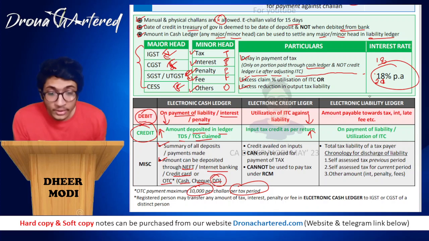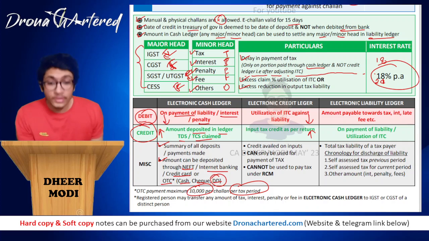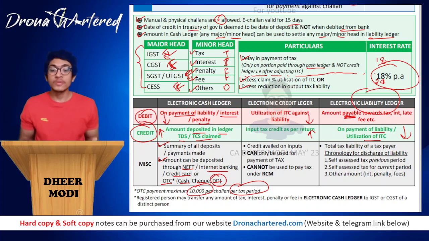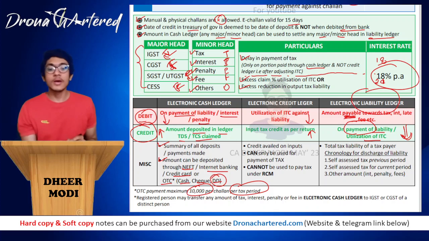Okay. Now next is your electronic liability ledger. The electronic liability ledger will be debited when an amount is payable towards tax, interest, late fee, etc. That will be debited to your liability ledger. That means how much is payable, how much you have to pay. And on payment of liability or utilization of ITC, the electronic liability ledger will be credited. That means your liability will reduce in such a case. So the electronic cash ledger and electronic credit ledger both increase when credited, and the electronic liability ledger will decrease when credited. That means when you make the payment, your liability will decrease. Okay, so therefore this is a downward arrow.